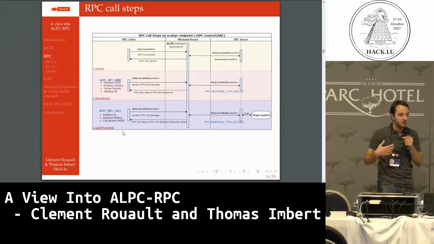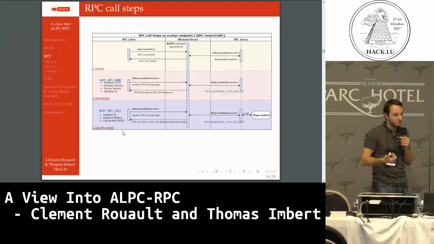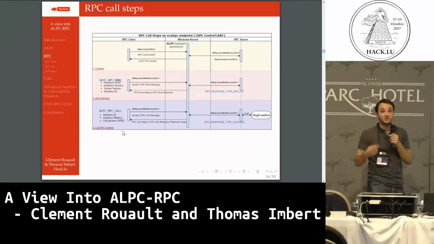So for an RPC call, you need the interface ID you just bound to, of course. You need the number of the method you want to call. So the first one, the second one, whatever.